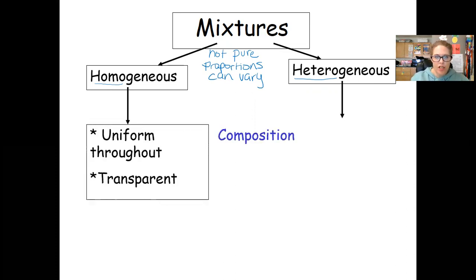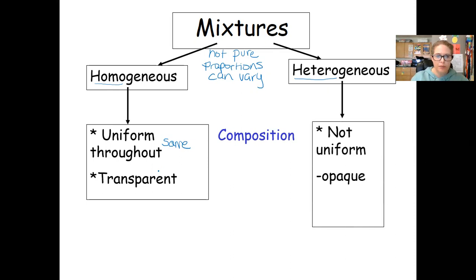So the composition of a homogeneous solution, or homogeneous, you can say it either way, is uniform, right? All the way the same throughout. So there's no visible differences when you're looking at a homogeneous mixture. It's going to be completely transparent as well. It means you're not going to see any visible differences in the mixture.